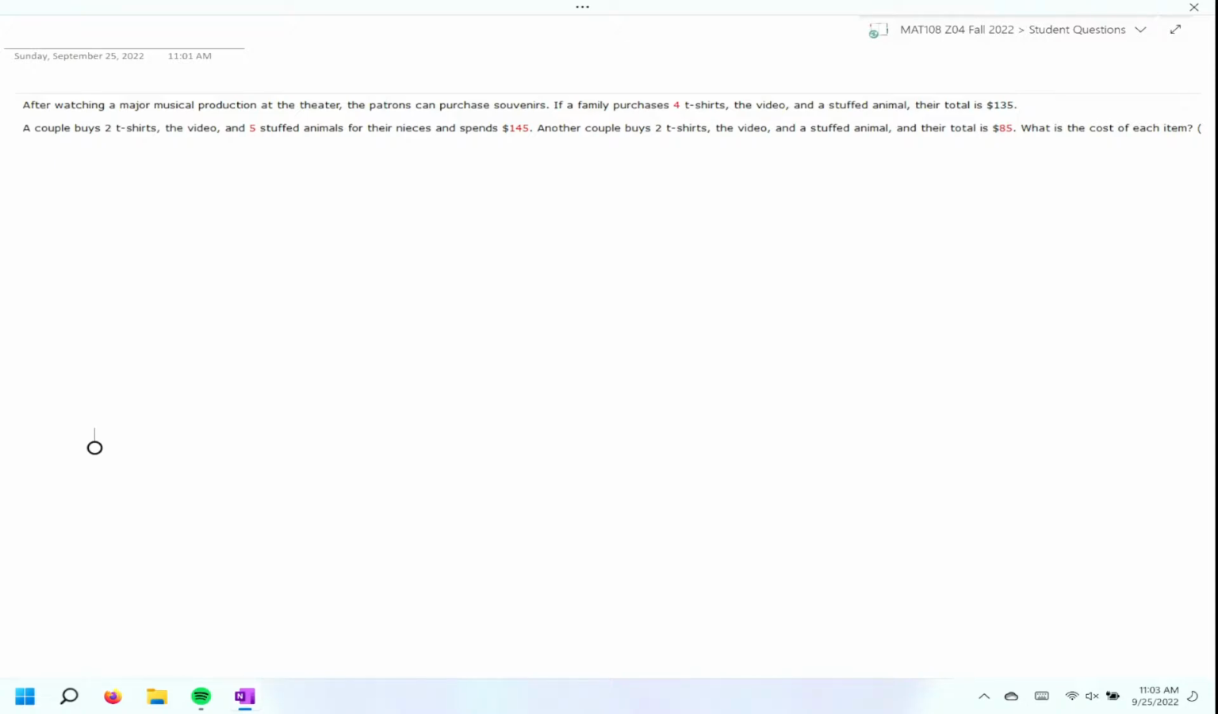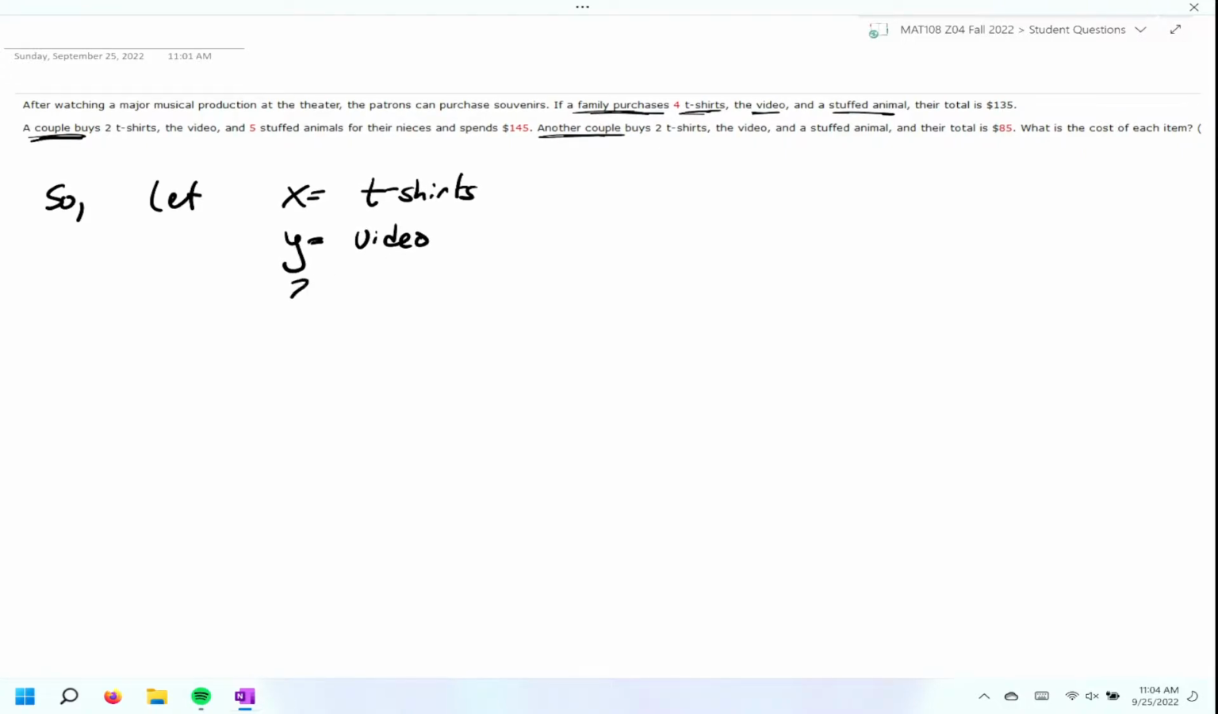So when we think about this, there are three different sales happening. There is the family, okay? Then we have one couple, and then we have another couple. So there are three different sales here. And then the next thing you notice is in each one of these sales, there were T-shirts, a video, and a stuffed animal in different amounts. So we're going to let x equal the T-shirts. We're going to let y equal the videos. And then we're going to let z equal the stuffed animal.